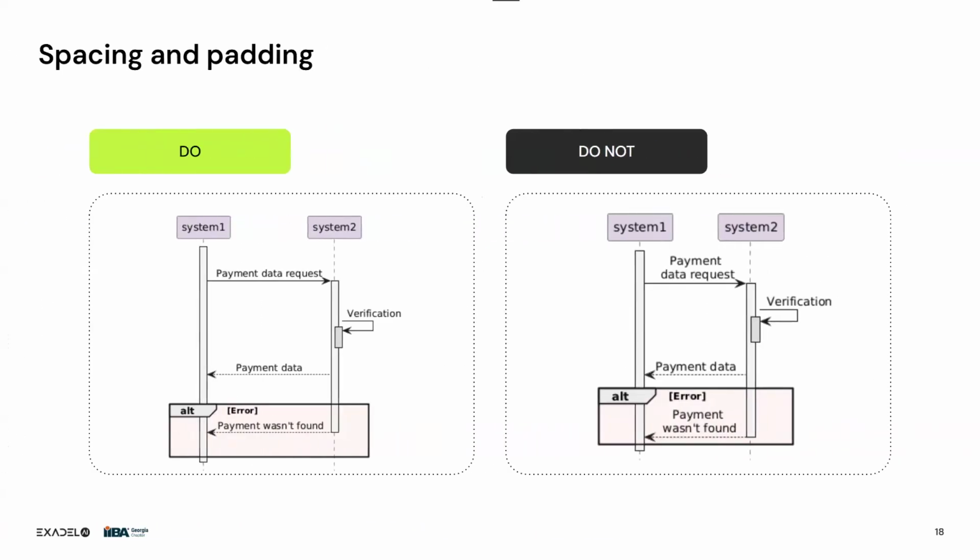Spacing and padding. Use spacing and padding intentionally, not in every case. Sequence diagrams are not posters where you must fit everything onto one screen. White space is not wasted space. It's a visual tool that helps separate logical steps and phases of interaction. Adding vertical spacing between logical blocks makes the scenario easier to scan and discuss. So if you have to choose between a taller diagram and a denser one, choose taller, because scrolling anytime is cheaper than confusion.